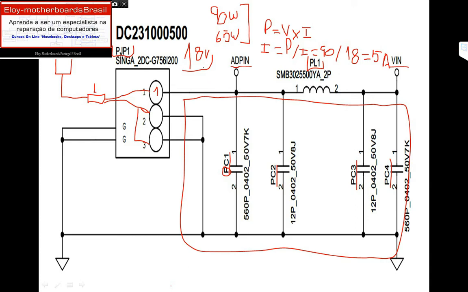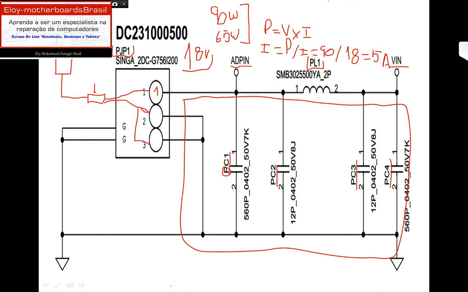Here, this C means capacitor. This PL1 is a power inductor or power coil. Why is the coil represented with L? Because the C is already given to capacitor. So to not make any confusion, C belongs to capacitor and L belongs to coil. It's power coil 1, right here.